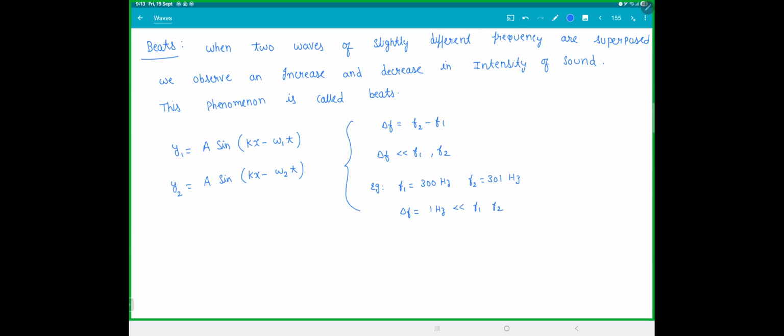So delta F will be like 1 Hertz, which is much lesser than F1 and F2. Now, since omega 1 and omega 2 are almost equal, we also assume K1 is equal to K2. Understand one thing, wave speed will remain same, na? If two waves are traveling in a medium, what remains same? Wave speed. So omega by K must be same. So technically K also must change. But again, since it is small, we can approximate it. We can assume K1 is approximately equal to K2.